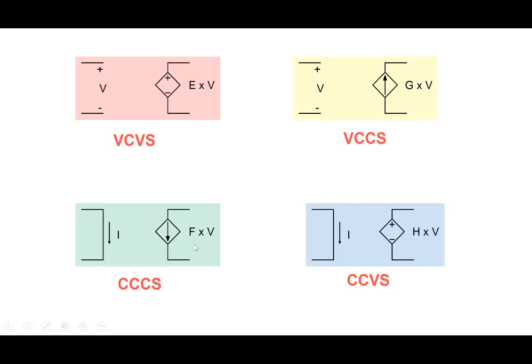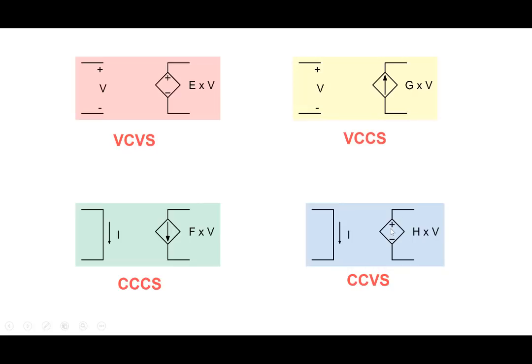Sorry, this one is F into I here. It should be F into I, not F into V. Okay, so correct that. So this is a current controlled current source. So F into I here, and similarly, this is H into I here, right? It's a current control. So the controlling value should be I here.